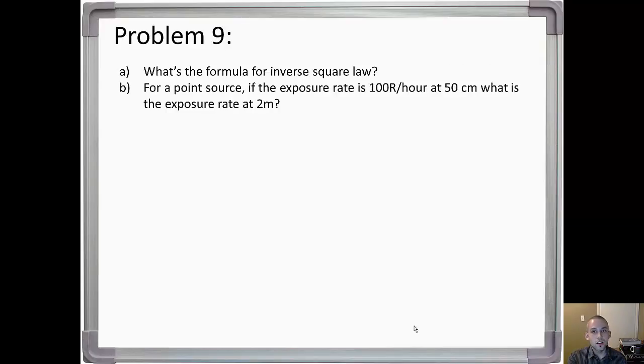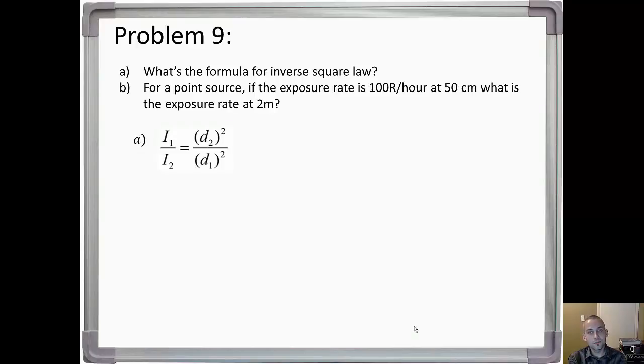Okay. So question 9. We're going to do some inverse square calculations just for practice. I think we did a good job with the exposure rate constant. Okay, so problem 9. What's the formula for inverse square law? Okay, so intensity 1, that's your initial. Distance 1, that's your initial. So intensity 2, that's not your initial, so your secondary. And distance 2, same idea.